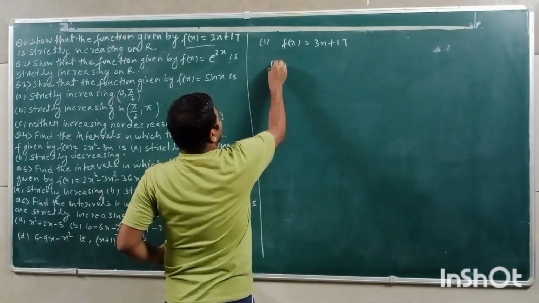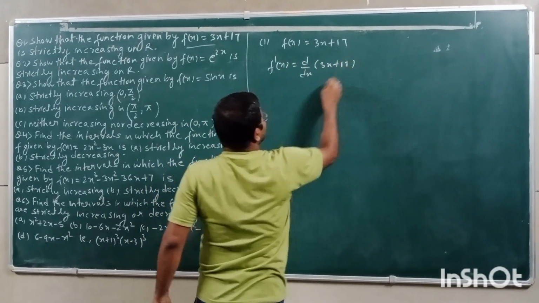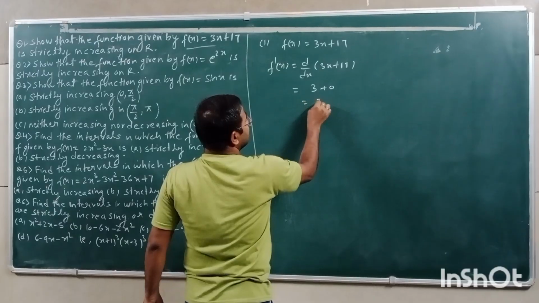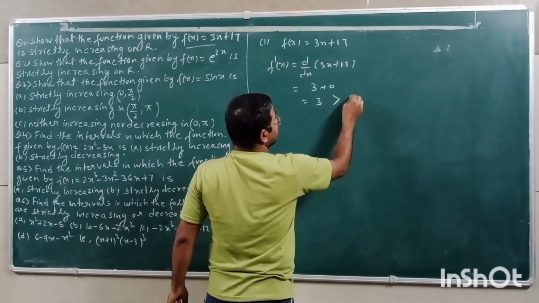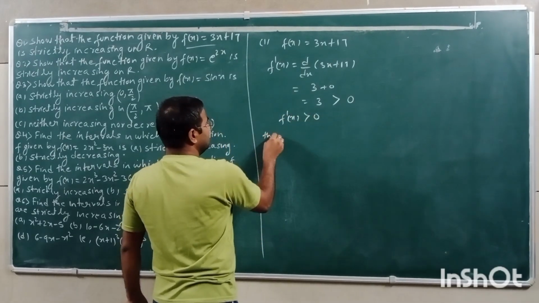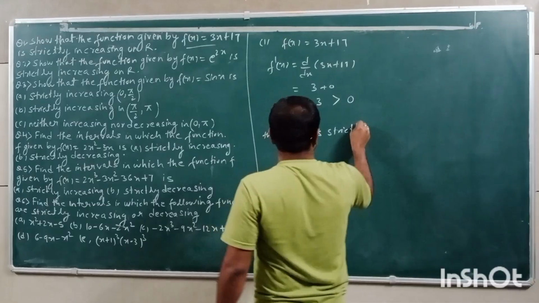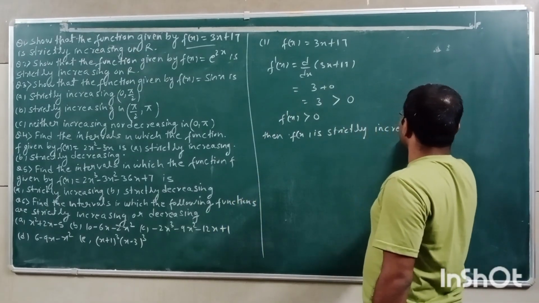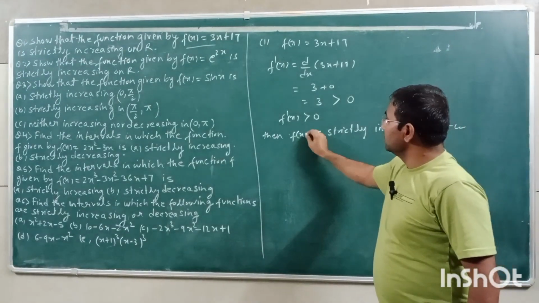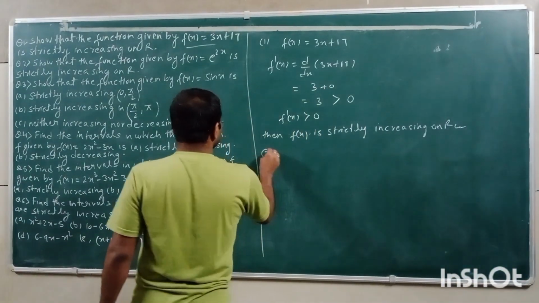So f dash x will be the derivative of 3x plus 17. The derivative of 3x is 3 and of 17 is 0, so 3 will come. Now see, 3 is greater than 0. It means f'(x) is greater than 0, then we will say that f(x) is strictly increasing on R. So f'(x) is coming greater than 0.